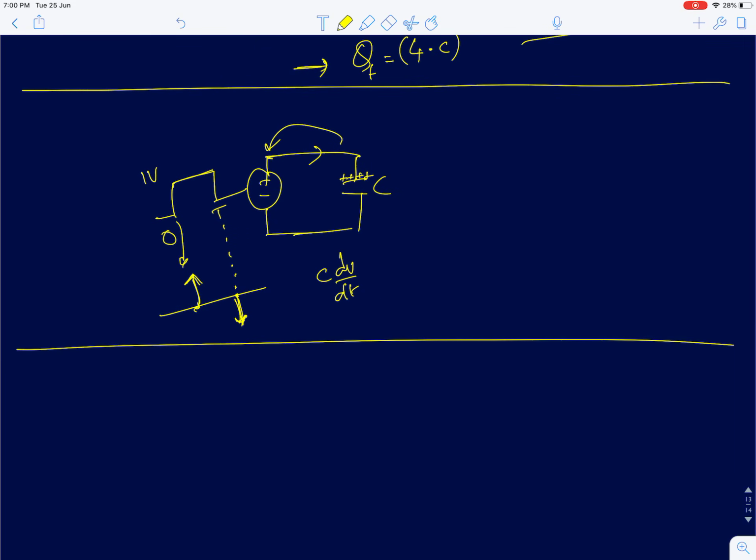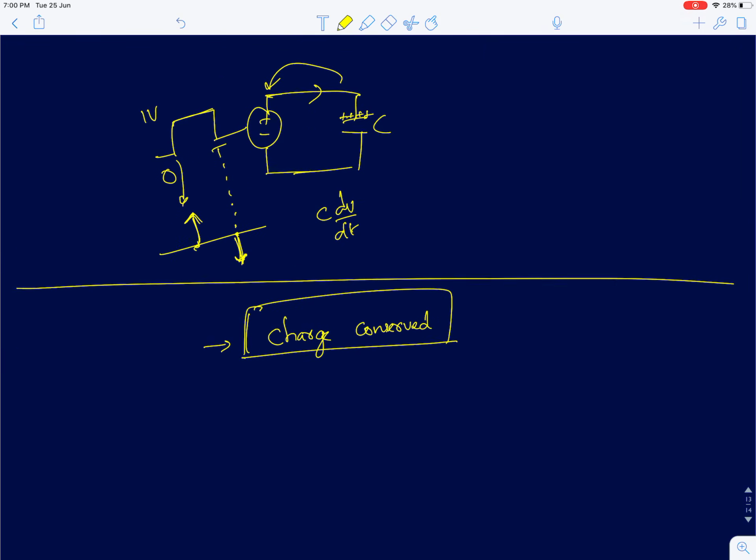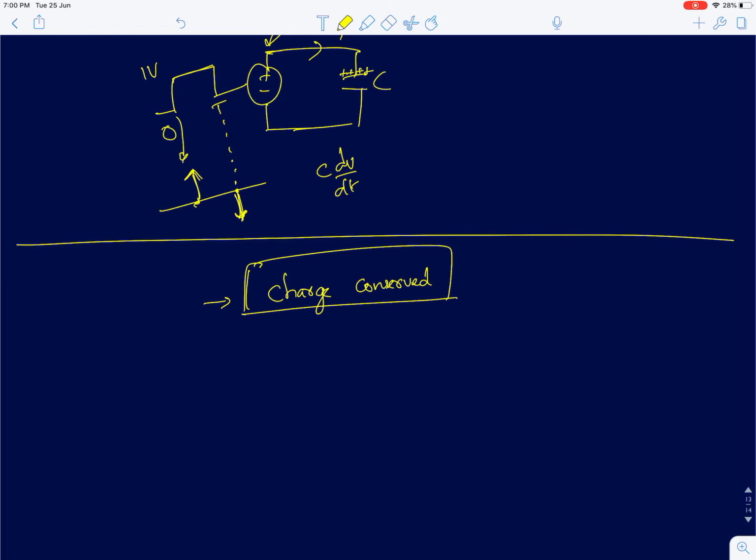So this is how we have now defined capacitors in terms of voltages and currents. Now the next most important point is charge conservation. In a capacitor, the charge is conserved, meaning it will never be lost, it will always remain the same. Charge conservation is a very important principle, and it will be very helpful in solving capacitive circuits.